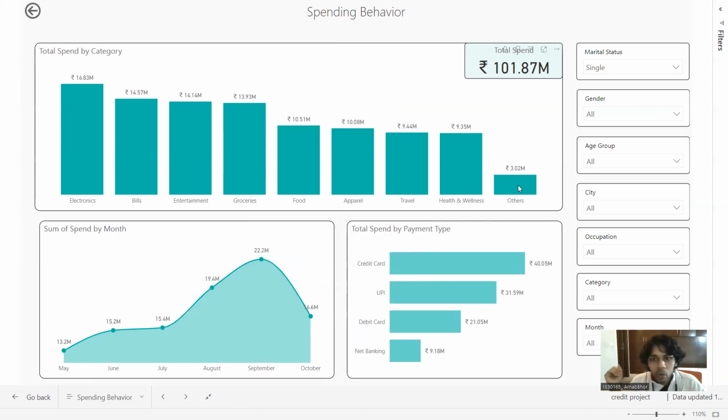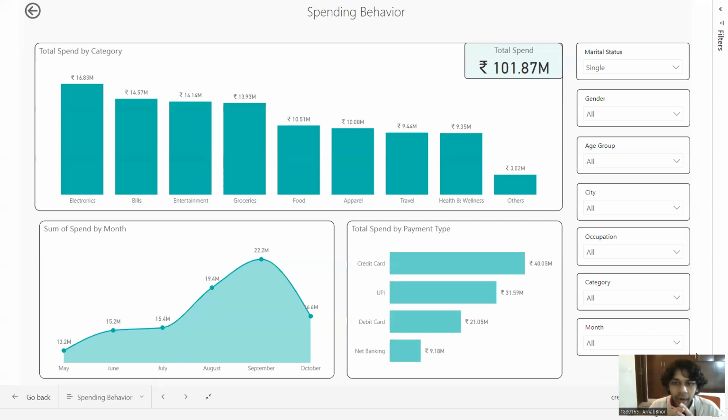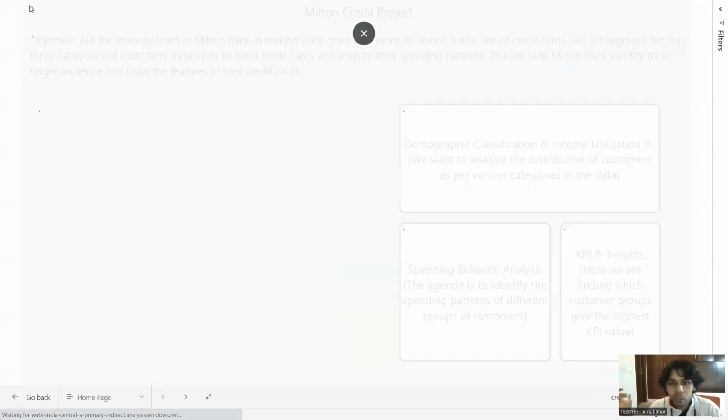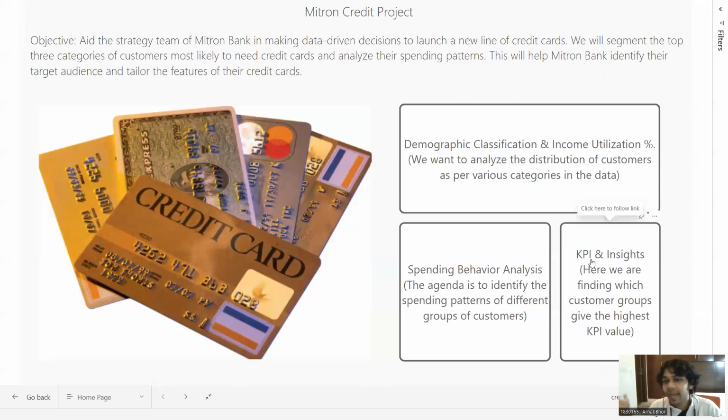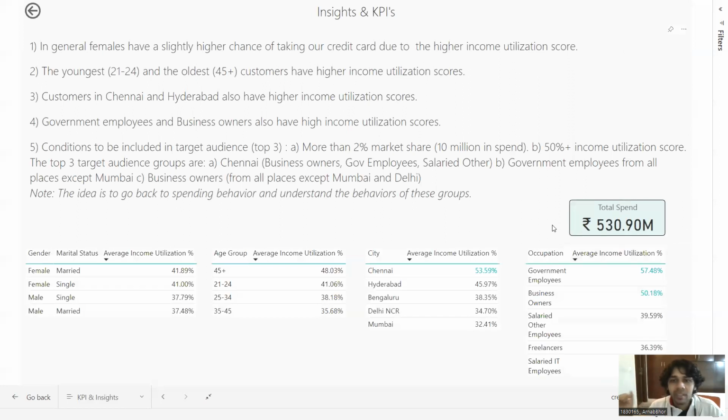Okay. Now, I think this page is pretty much clear. This will make a lot more sense when I show you the KPIs and the insights and we come back here to confirm those. So the agenda of this page was to see a breakdown of how different people are spending their money, right? On what they're utilizing their income, in other words. Now let's go back to the home page and I'll go to the KPI and insights here. Okay. So now this is what I analyzed by looking at the data.